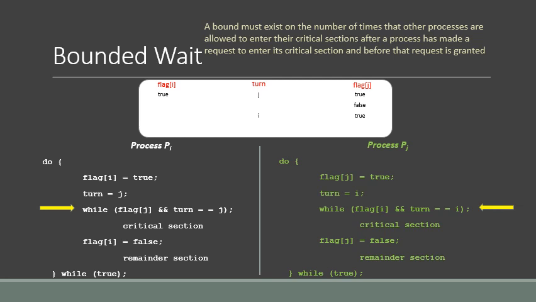So it will be stuck here. It will not be allowed entry in its critical section because there is a bound, a limit on how many times process Pj can execute its critical section after process Pi has requested entry, before the request of process Pi is granted. Now when process Pj is stuck in its while loop, process Pi will find flag of j is true, but turn is equal to j is false, hence it will be allowed entry in its critical section.